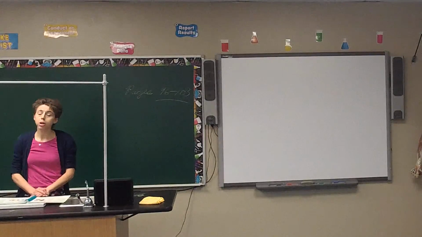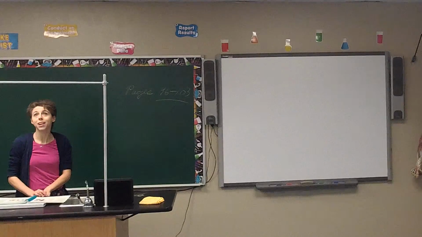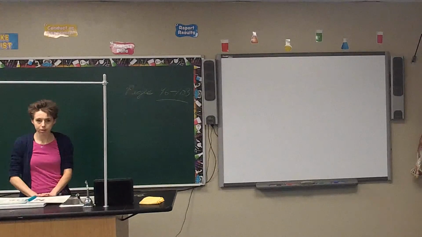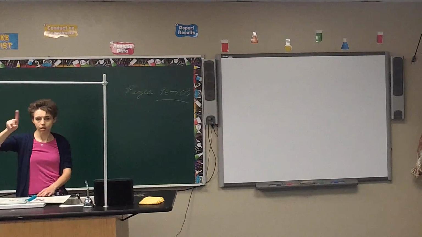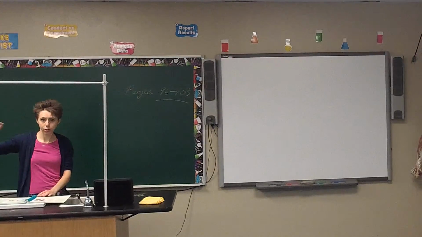All right, what is the purpose of your nervous system? To coordinate and control the activities of your body. There are 2 parts of your nervous system. What are they? Central nervous system and peripheral nervous system.